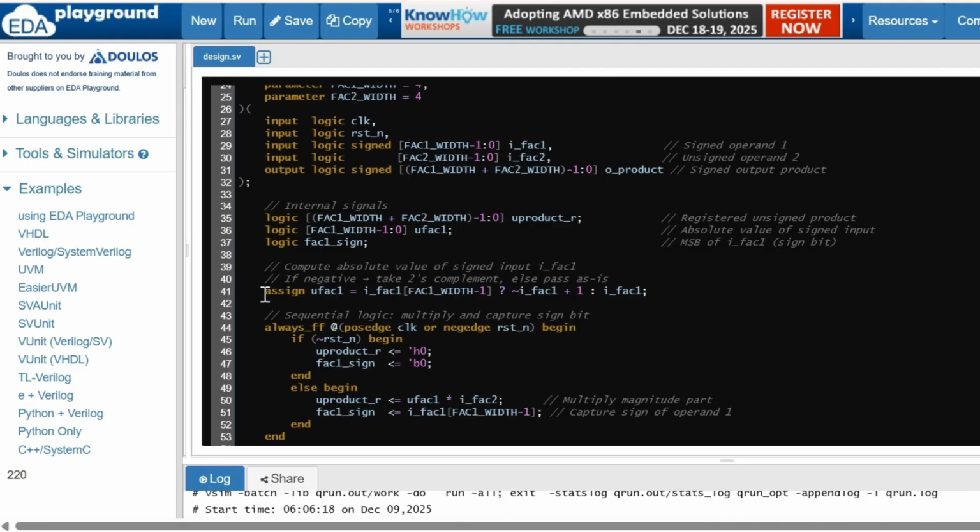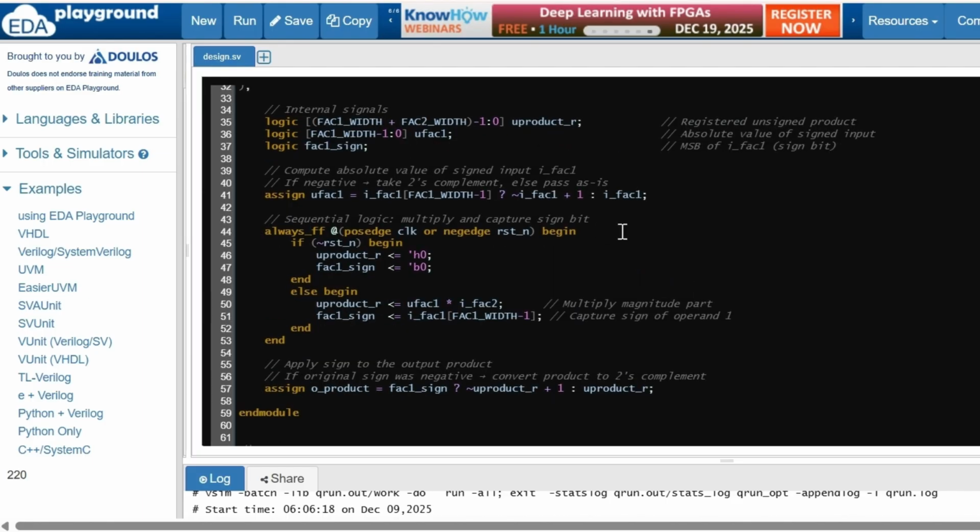This is our first step. In this first step, if our input factor 1 is negative, we take the 2's complement of this number to convert it to an unsigned value. If our number is positive, we don't do anything, and our unsigned factor 1 is nothing but input factor 1. So this is the first expression.